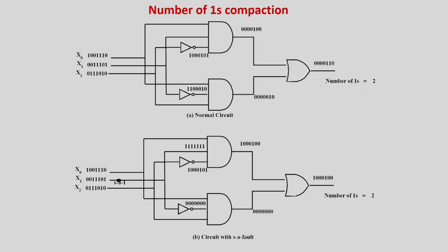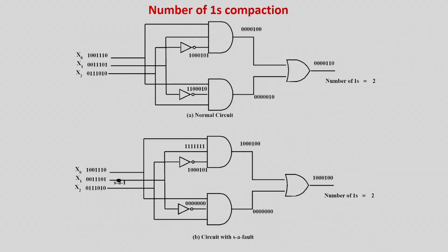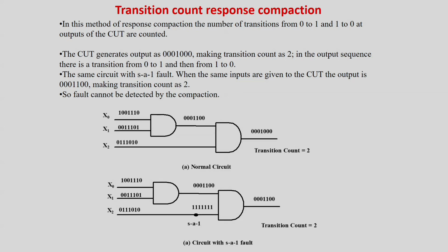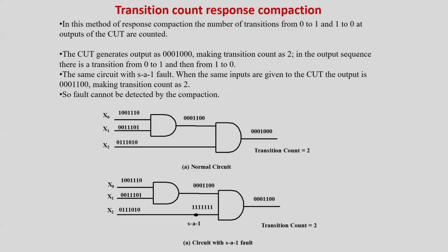In fact it depends on the size, circuit to circuit. From here it may appear that counting the number of ones is a very bad solution. We can take something else, like transition count. Anyway, this is the story for this slide. Now, transition count. I am just going to give you a story about transition count. From here it may appear that counting ones is bad because of aliasing, so let us see the transition count.